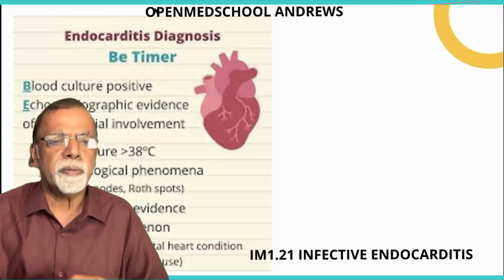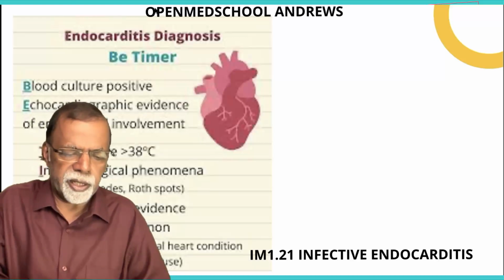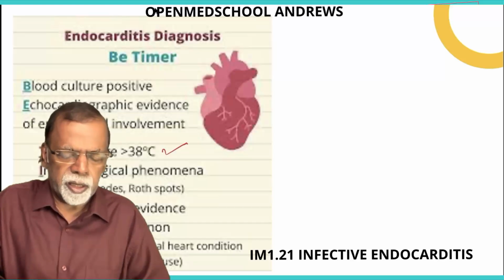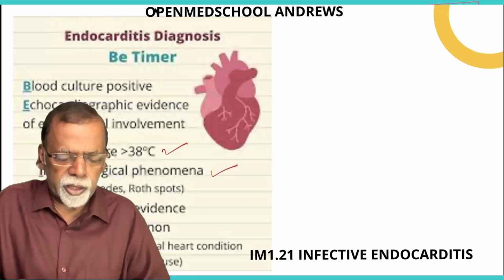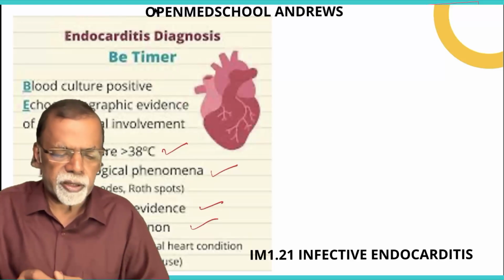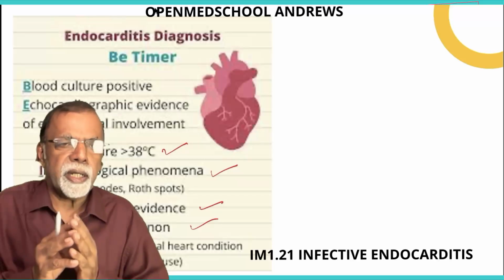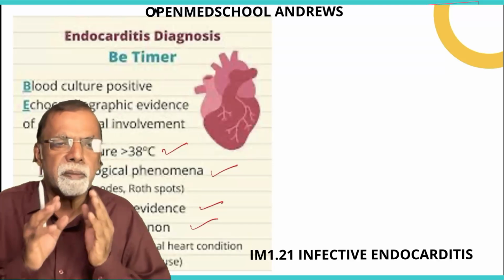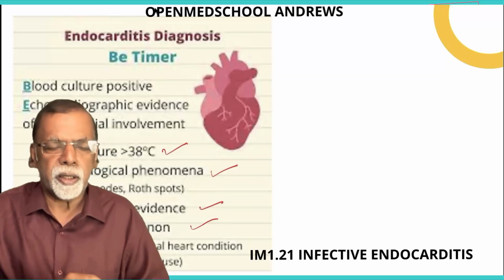You can use the tip. Here you can see the minor criteria: temperature more than 38, immunological phenomena, we have already mentioned Osler's nodes and Roth spot, microbiological evidence other than the typical, embolic phenomena, and risk factors like predisposing valve lesions, congenital heart disease, IV drug use, etc. The two major criteria are blood culture positivity and echocardiographic evidence of endocardial involvement.